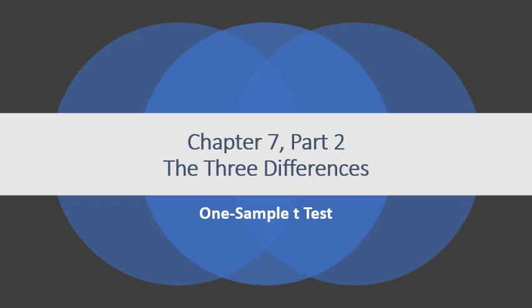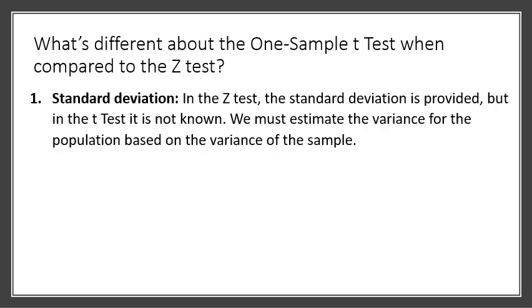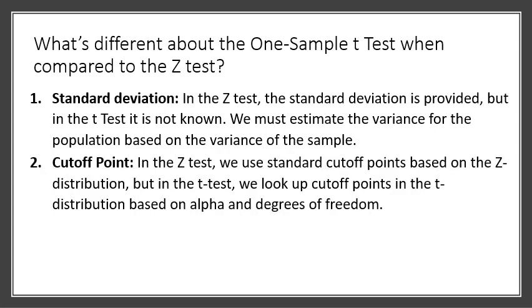So now let's continue on and go forward, introducing us to the t-test. So what's different about the one sample t-test when compared to the z-test? The standard deviation. In the z-test, the standard deviation is provided, but in the t-test, it's not known. We have to estimate the variance for the population based on the sample variance. Secondly, the cutoff point is going to be different.